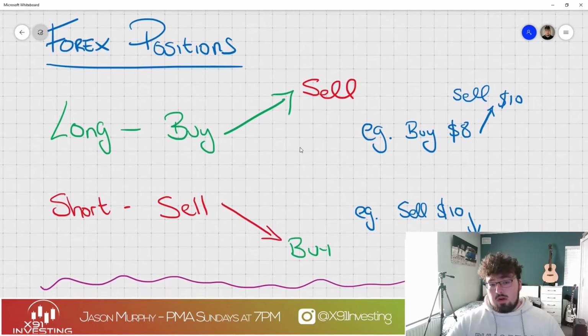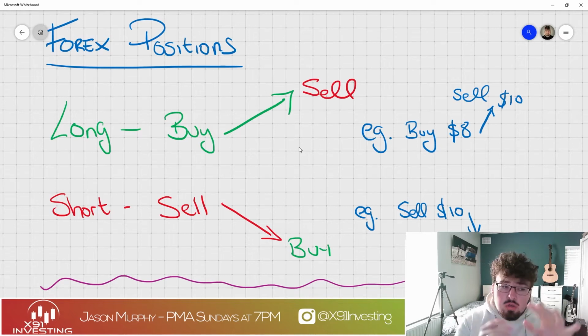So we have a long position. These are the two fundamental parts of trading anything, right? You go long or you go short, you buy or you sell. Going long is the easiest thing to understand. You buy something, you hold it. When it increases in value, you sell it afterwards and you make the profit. You buy it for 8, you sell it for 10, you make €2 profit or $2 profit. That's the example on screen.